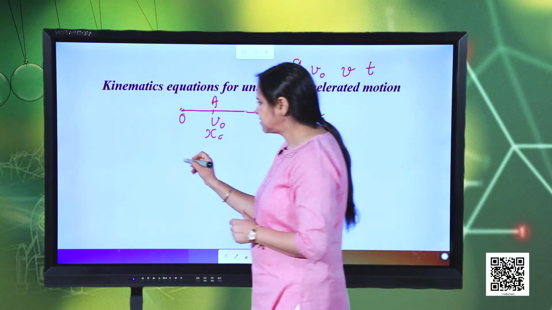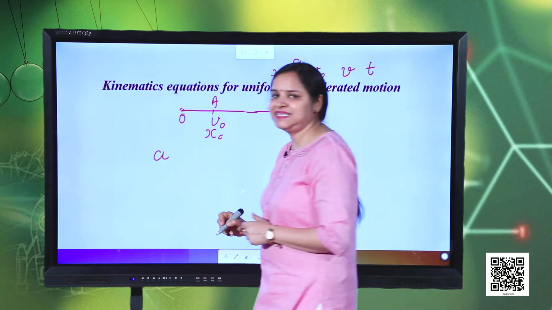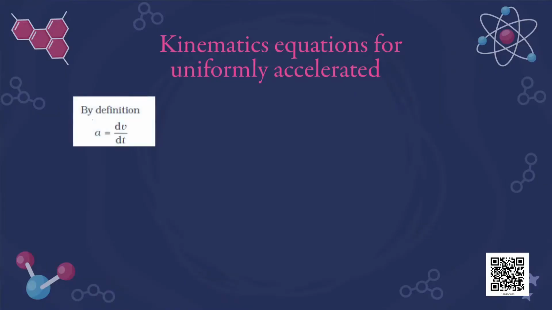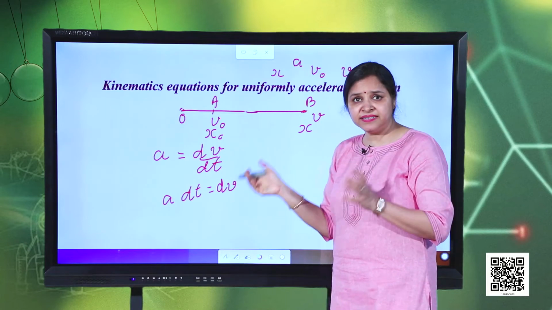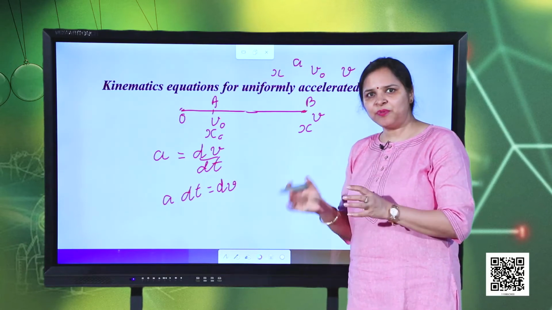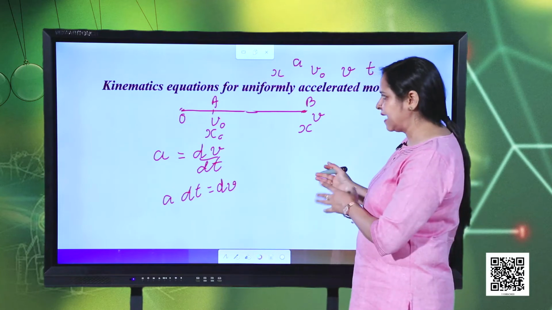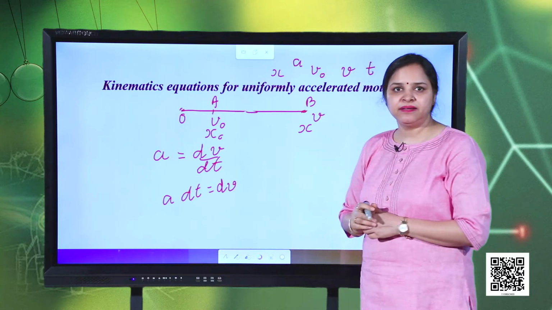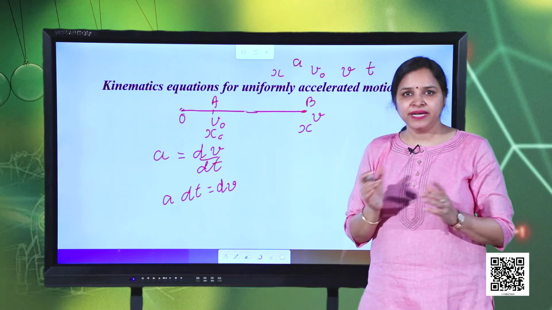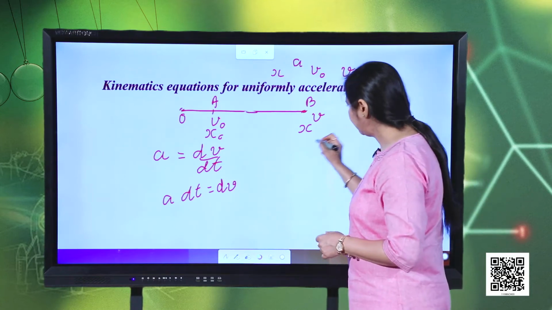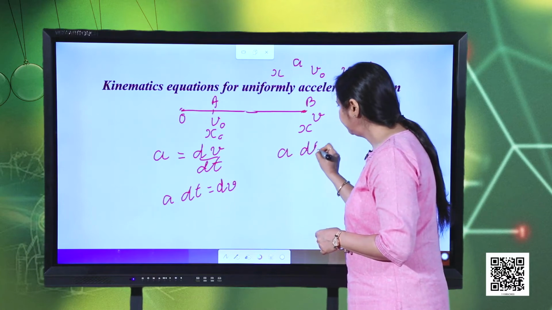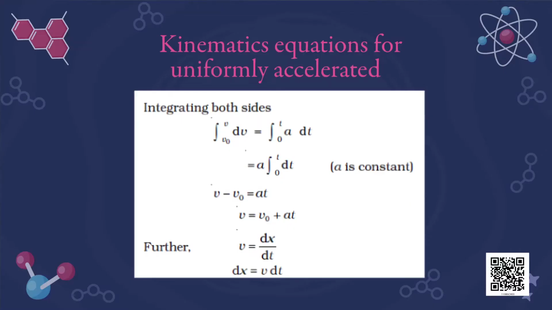First of all, starting with the equation of instantaneous acceleration. We know instantaneous acceleration is equal to dv by dt. Now, proceeding further, can we write it as a dt is equal to dv. This tells the instantaneous situation. Now, suppose I want to know about the entire motion from point A to point B, then we are going to integrate this equation.